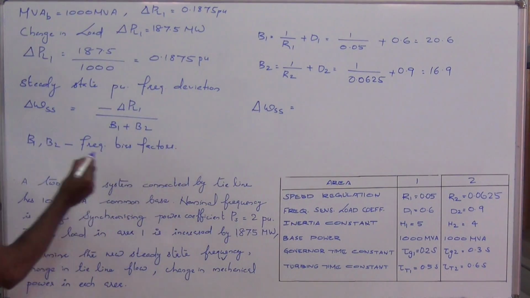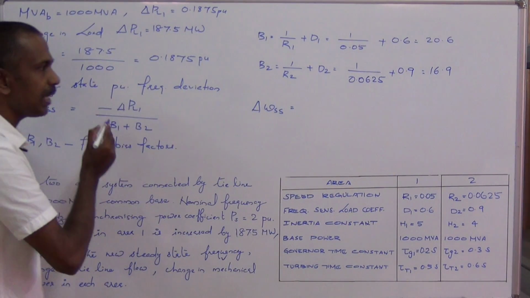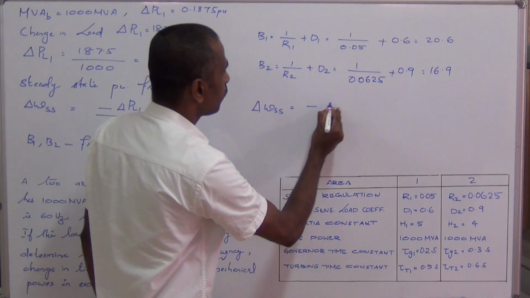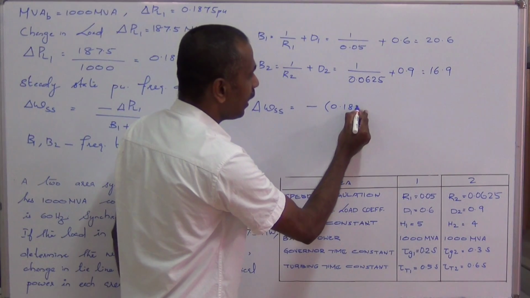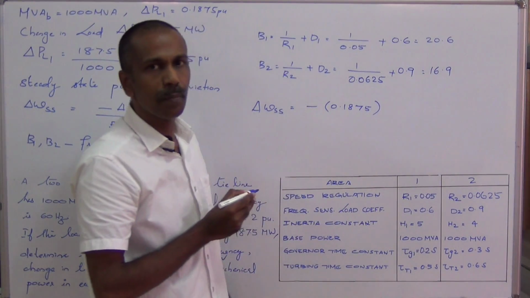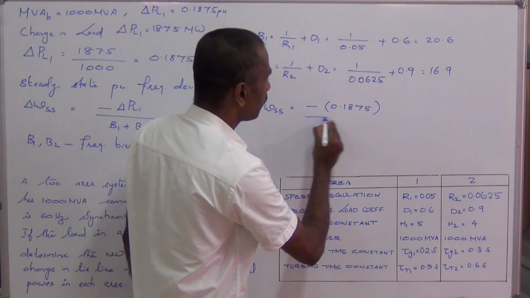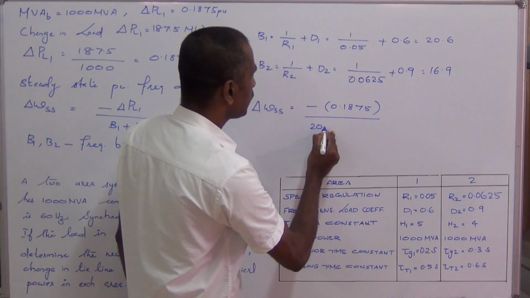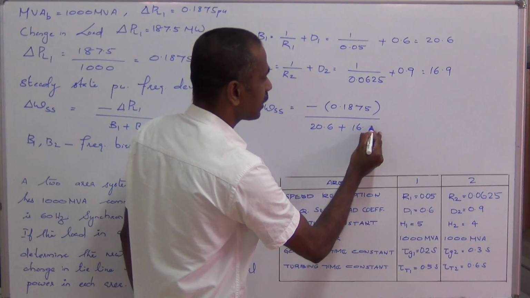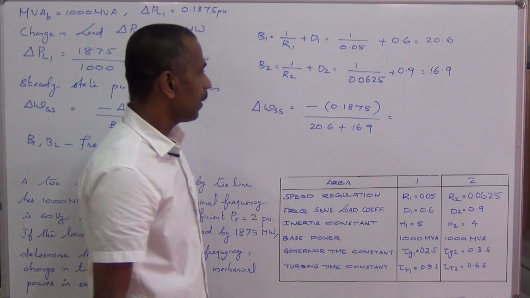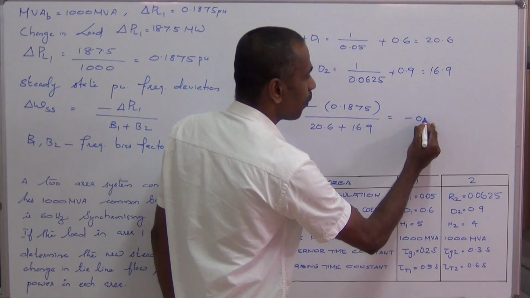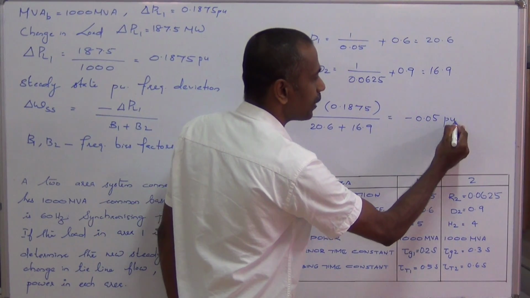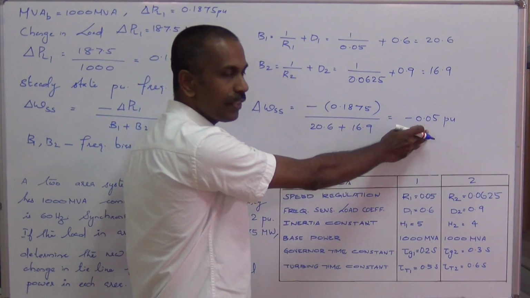What is the per unit change in steady state frequency? Delta omega SS equals minus delta PL1, which is minus 0.1875 divided by B1 plus B2, 20.6 plus 16.9. And this is equal to minus 0.05 per unit. This is the per unit change in frequency.